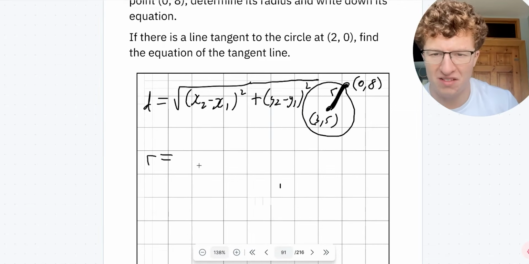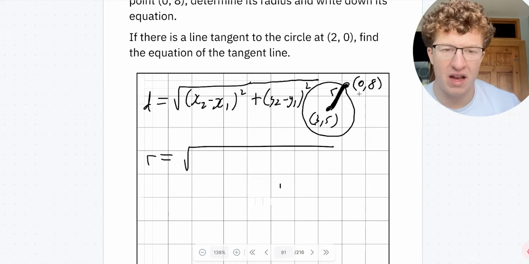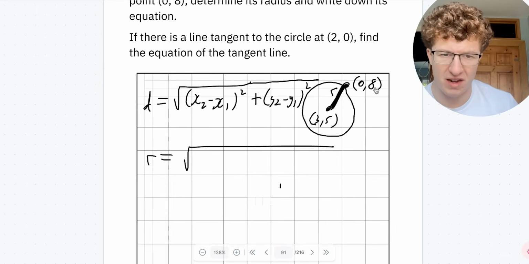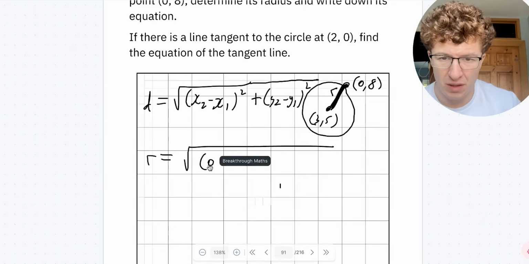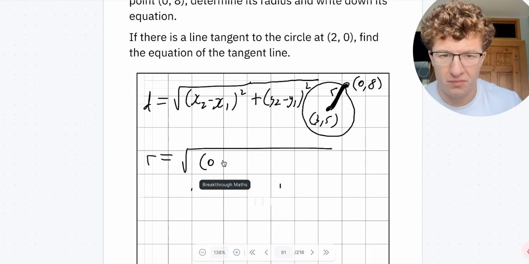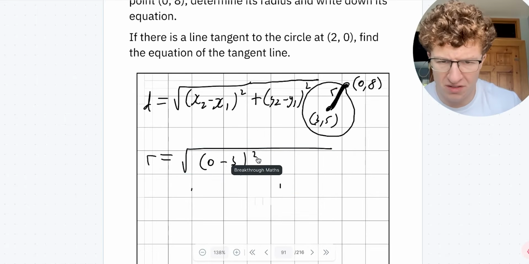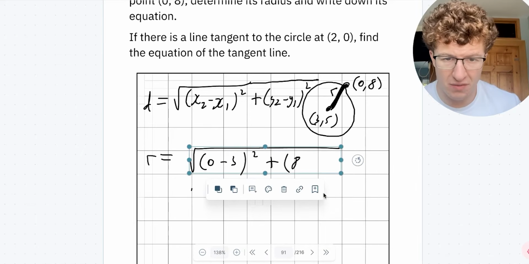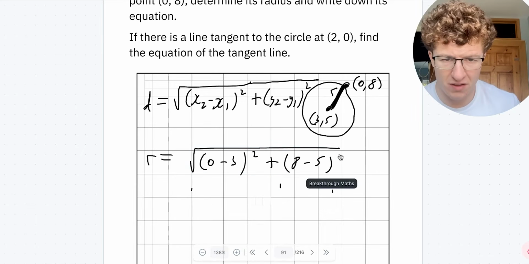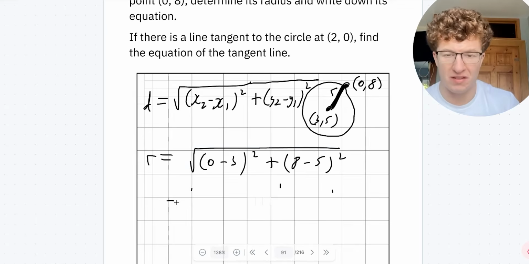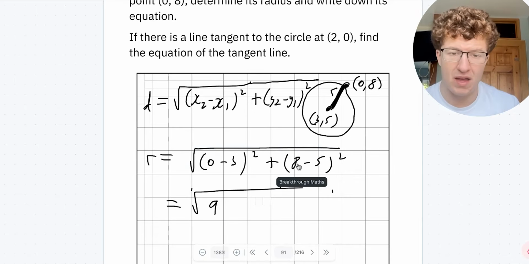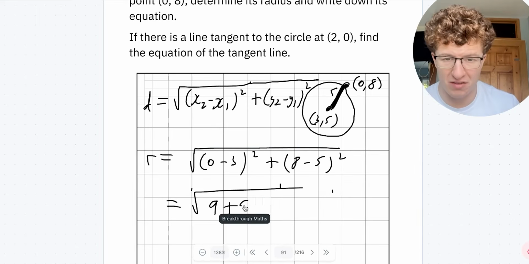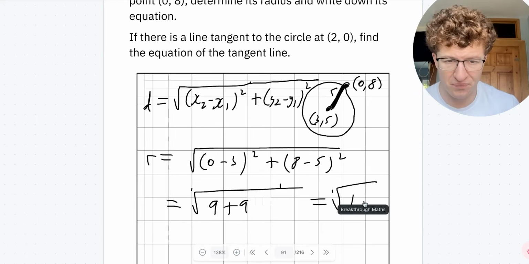So the radius is going to be the square root of, I'll say the 2 coordinates are up here. We're going to have 0 minus 3 all squared plus 8 minus 5, minus 5 all squared. So that's going to be the square root of 3 times 3 is 9. And then 8 minus 5 is going to be 3. Squared is just going to be 9. So that's going to be square root of 18.